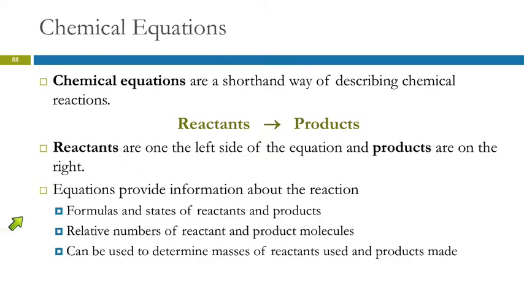Okay? In the equation, there is a lot of information. The formulas for the reactants and products are given. Often the physical state, solid, liquid, gas, aqueous, are given. Relative numbers of reactant and product molecules are given. And from that information, we can figure out, well, if we started with 10 grams of this reactant, how many grams of the product could we make? And that is a very practical sort of calculation.